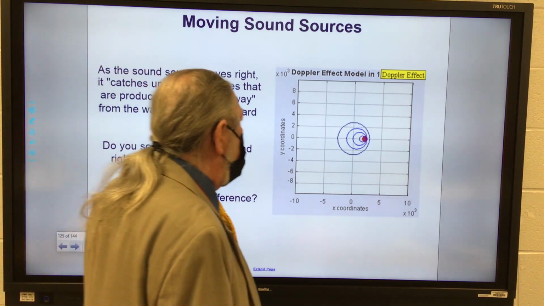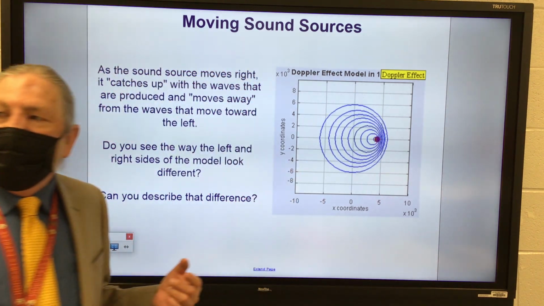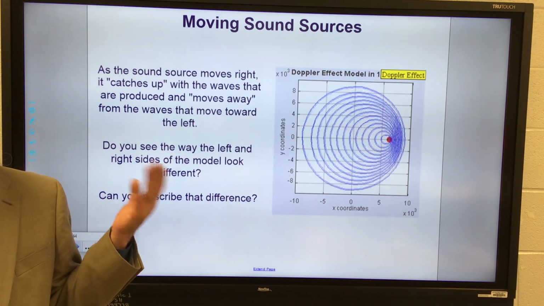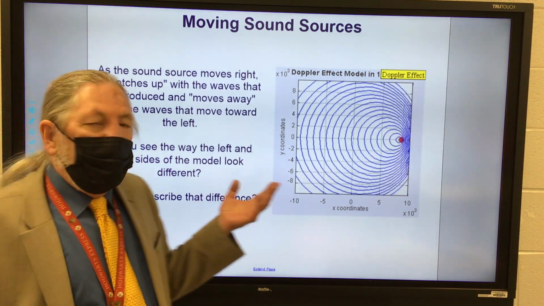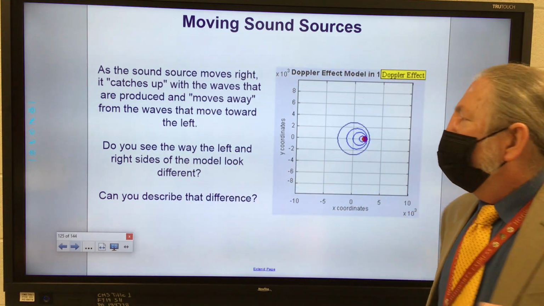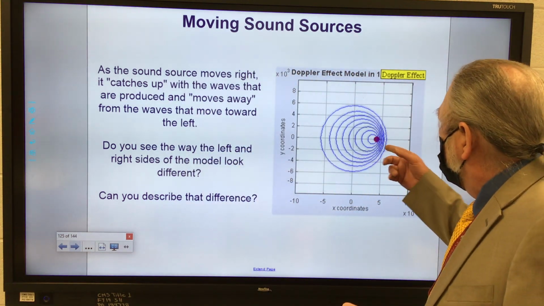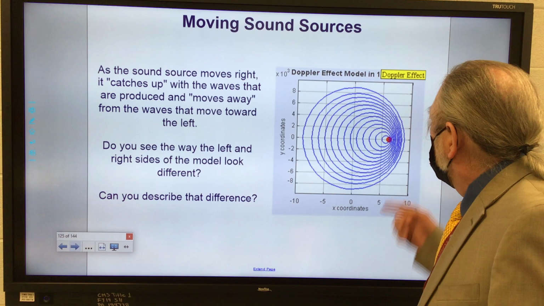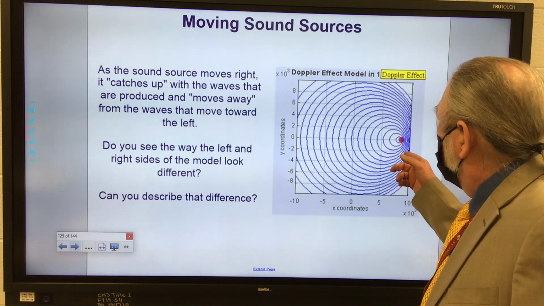Okay, so now here's a moving sound source. And this would be an example. The other was an example of a tornado siren, right? Because we can identify with those here, can't we? Can we identify with those? Yeah. But now here's an ambulance or a fire truck going down the road. And you see how that works, right?